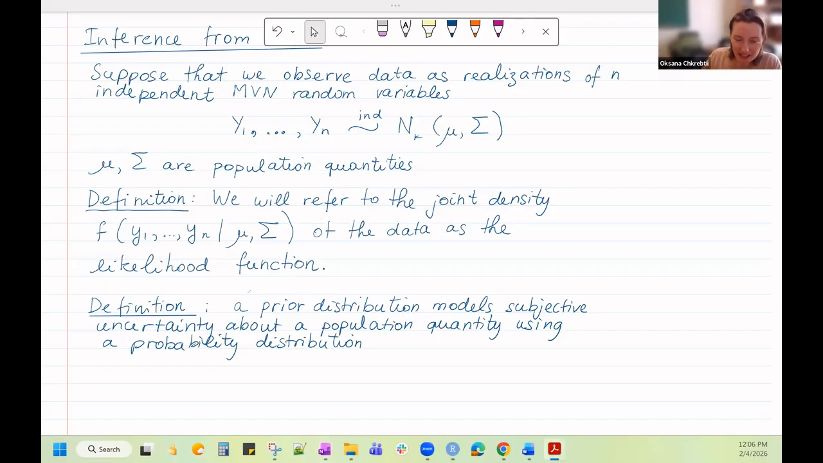Okay. This is also a great way that we can enforce any known hard constraints or soft constraints on our population quantities. So here's an example. Although the mean vector, mu, is unknown, we may know that it should take values over the entire real line, for example.